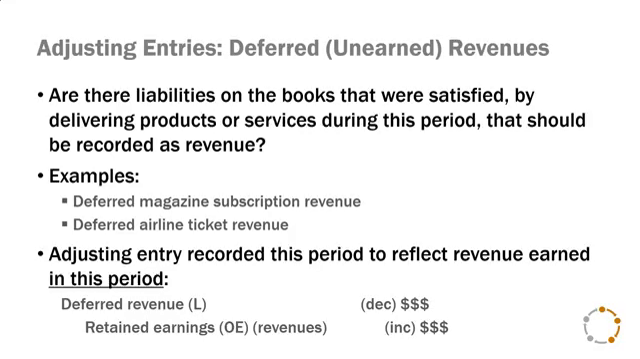Now the company wants to prepare financial statements for the current period. But before it can do so, though, it has to make an adjusting entry to reflect the portion of revenue for which payment was received previously that was earned during this period. So the company reduces the liability and records revenues.